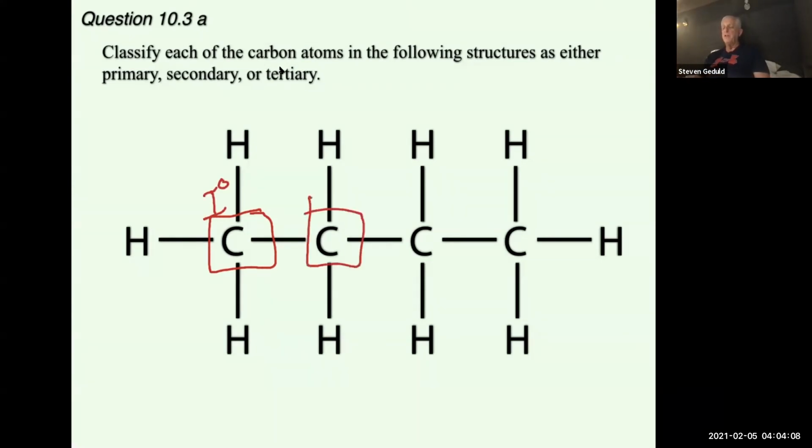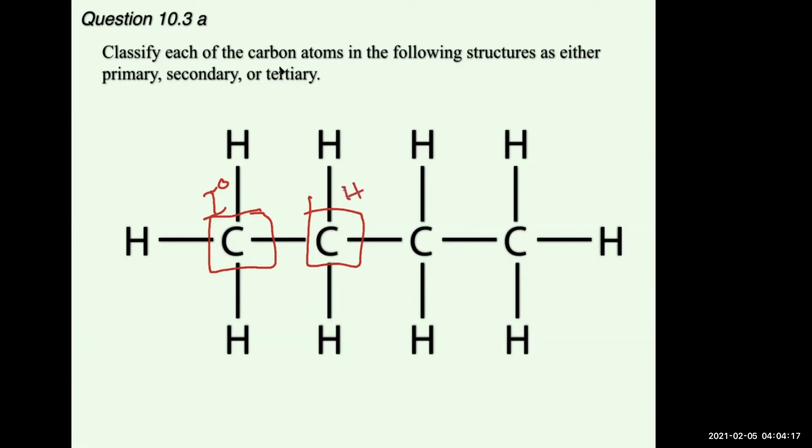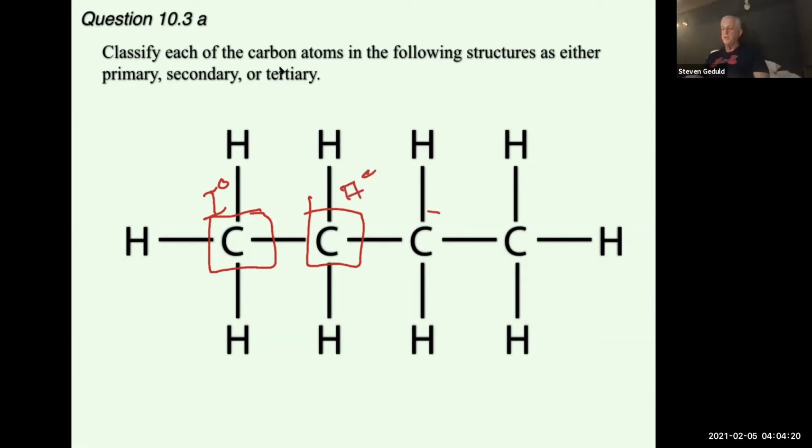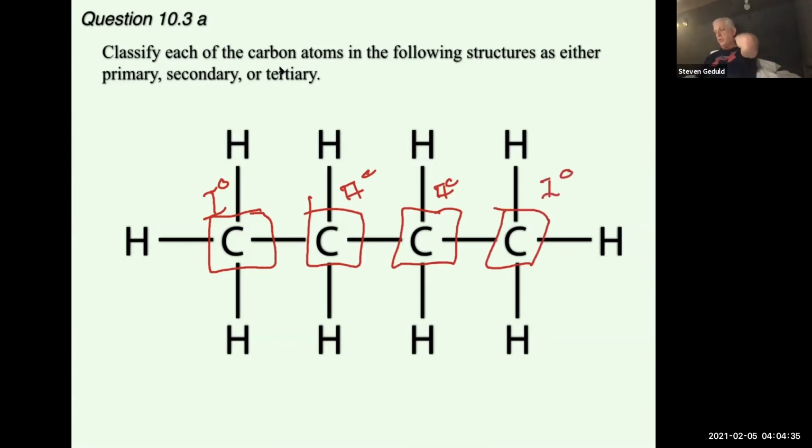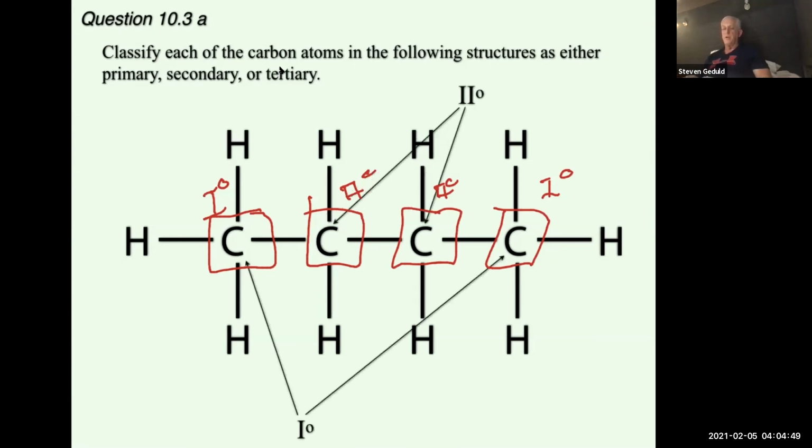This carbon, primary, secondary, or tertiary? Secondary, perfect. There's 2 carbons attached to it. This carbon is what? Secondary. And this carbon? Primary. So the test question would typically be multiple choice. How many primary carbons are in this structure? And you say 2. So there's your primary carbons. There's your secondary carbons.